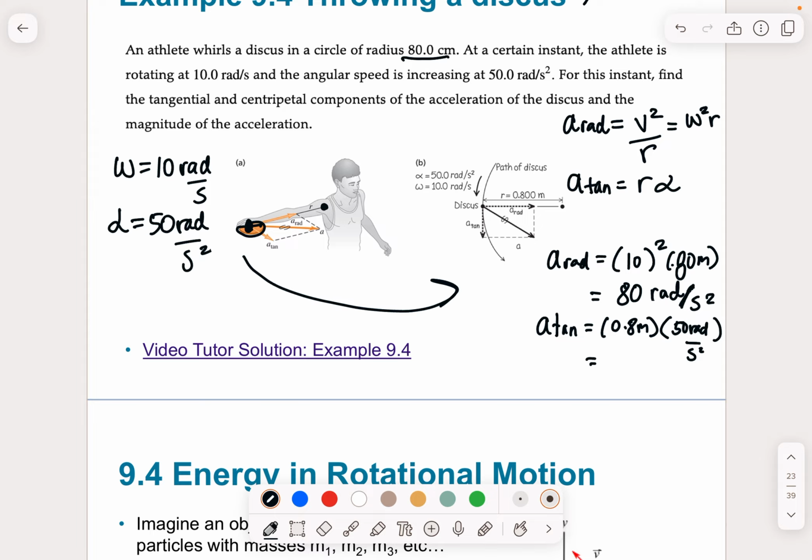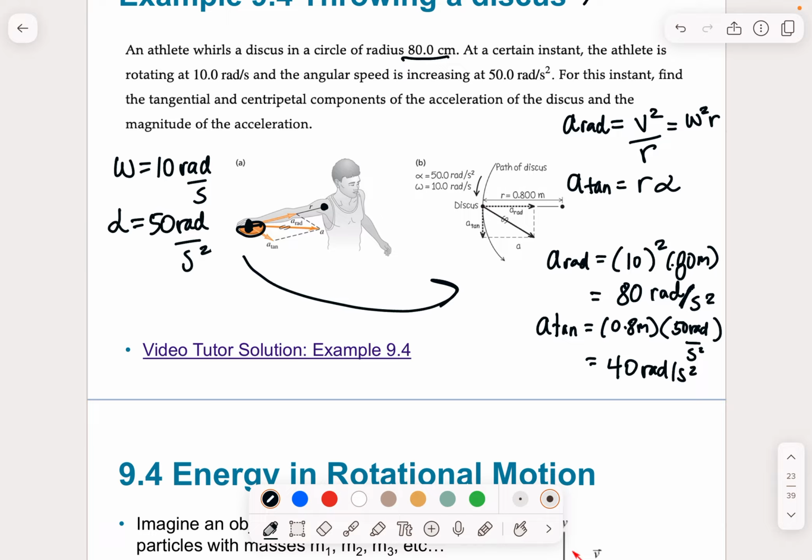And we get half of our earlier value, right? Because we're multiplying it by 50 instead of 100. So these are our components of the acceleration in the tangential and radial directions, okay?